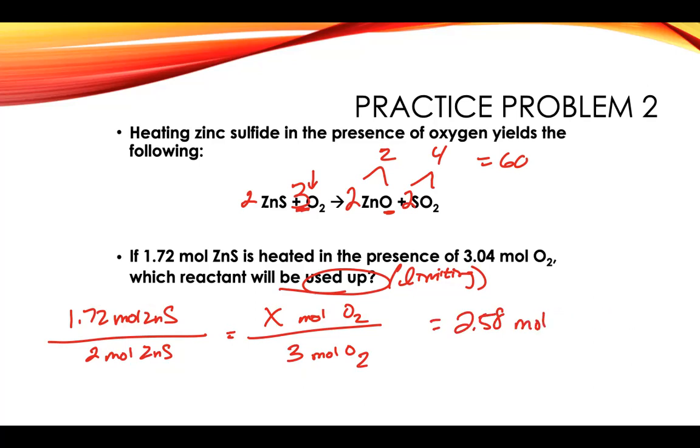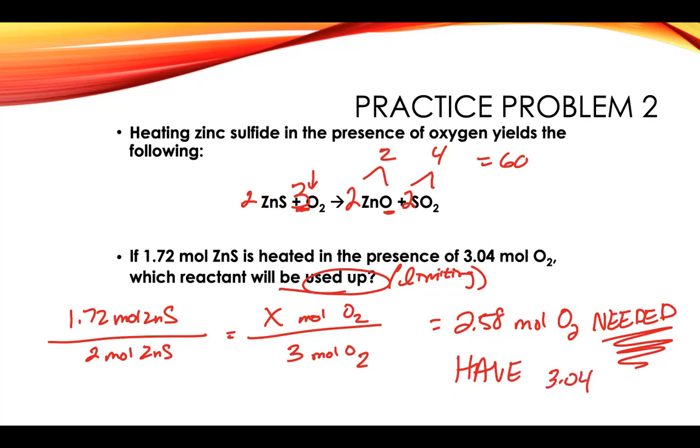Just keep in mind what you're calculating here is what's needed. And I have 3.04. That is too much. That means O2 is excess, which means zinc sulfide is limiting.